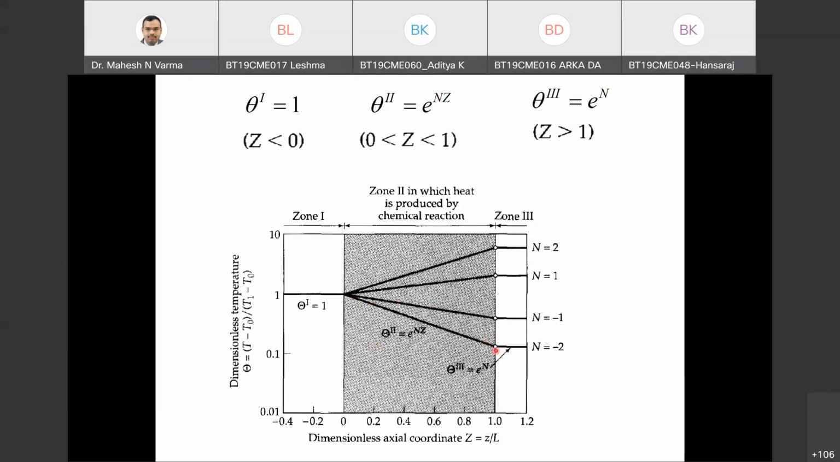This indicates that n equals minus 2 means a more intense endothermic reaction. This is a less intense endothermic reaction. At n equals 0, the temperature will be constant. There will not be any heat generation. So temperature will be constant at n equals 0, neither endothermic nor exothermic, no reaction at all. This will be a lesser exothermic reaction. This will be a more exothermic reaction. This will be the temperature profile for zone 2 and this will be the temperature profile for zone 3.